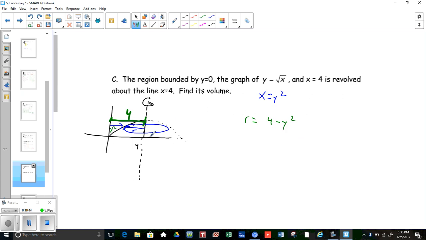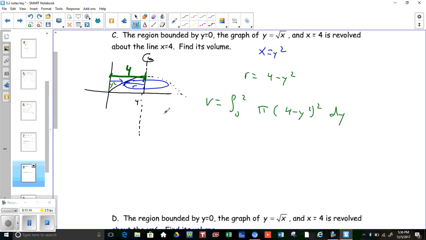Right, that's the hardest part about doing these, is when we start changing these axes of revolution to try and figure out this radius. If you can get the radius, the rest of it's usually not too bad. So there's the radius. Now we can integrate. Still going vertically, so it's going to be 0 up to 2. That's what we had last time. So the volume will be the integral, 0 to 2, pi times my radius squared, dy.